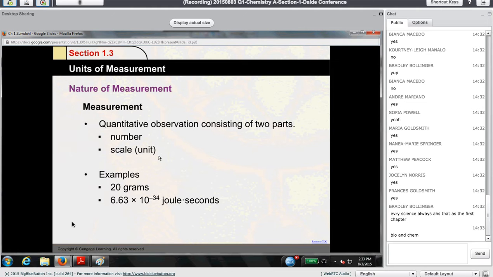All right. Units of measurement. Actually all measurements need to have 2 parts to it. You need to have a number and a scale. The number is just, we call that a coefficient. And you learned that back in algebra. The coefficient is just the number out in front of the letters, right? The scale is the units, and you need to specify exactly what kind of units you're talking about.